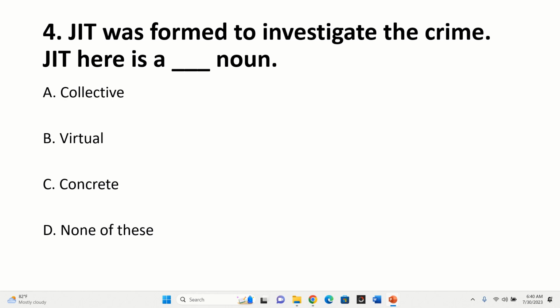JIT was formed to investigate the crime. JIT here is a dash now. Right answer is A. Collective.